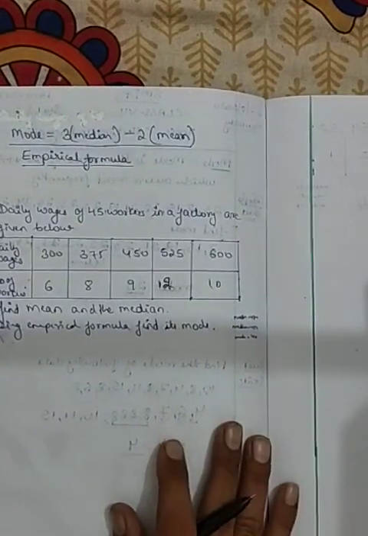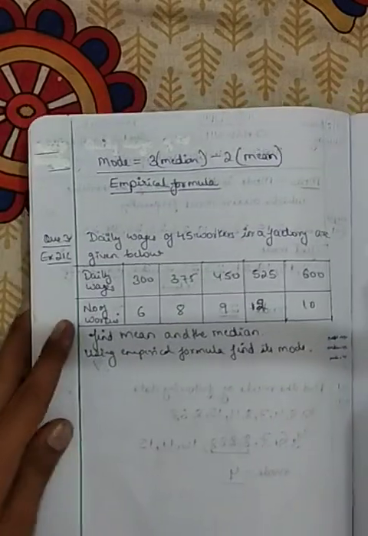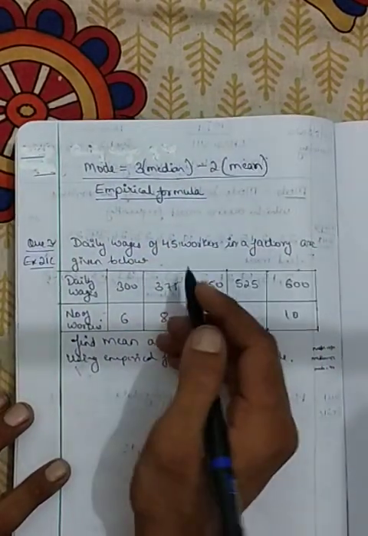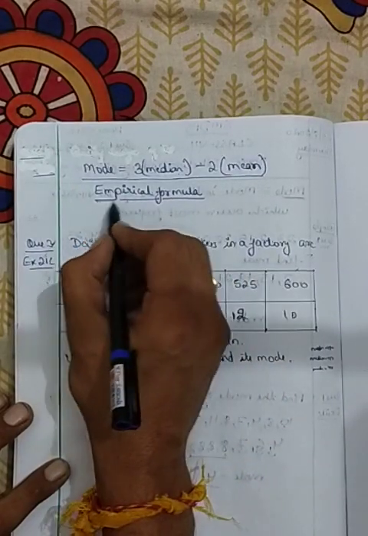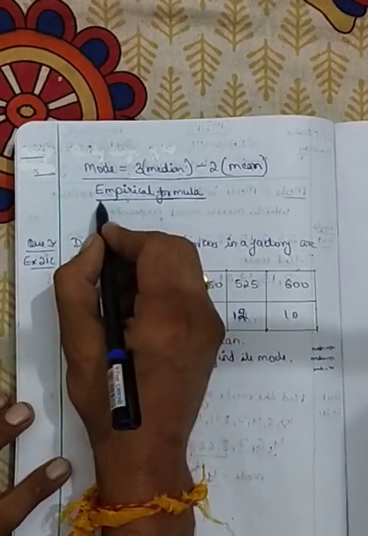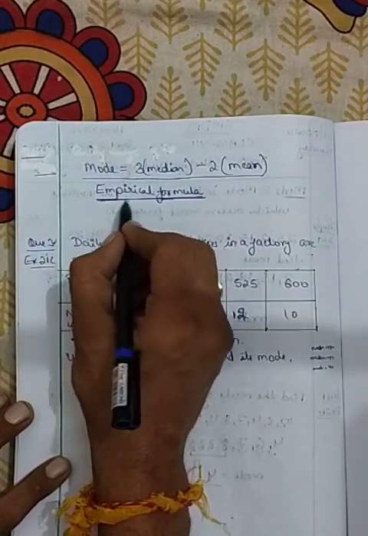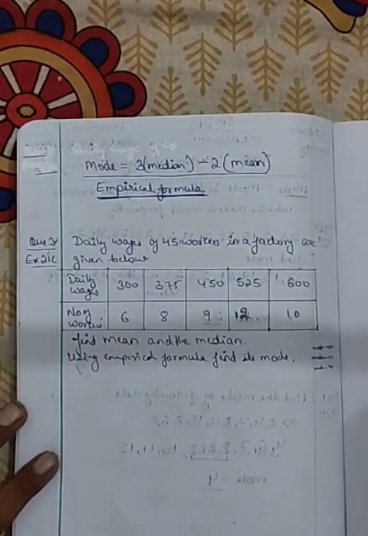We have one more thing. We have a formula. Mode is equal to 3 median minus 2 mean. This formula we call the empirical formula, and we are going to use this formula to get the mode of the given questions. We will discuss this formula in the later questions.